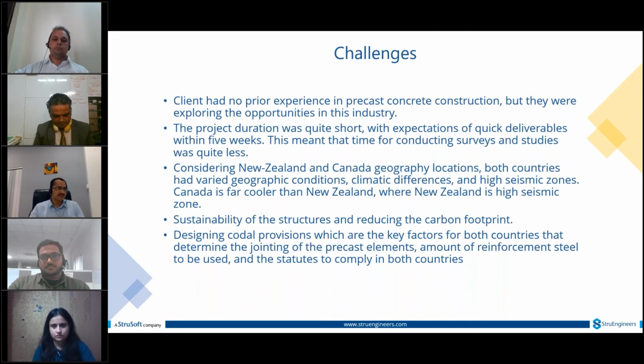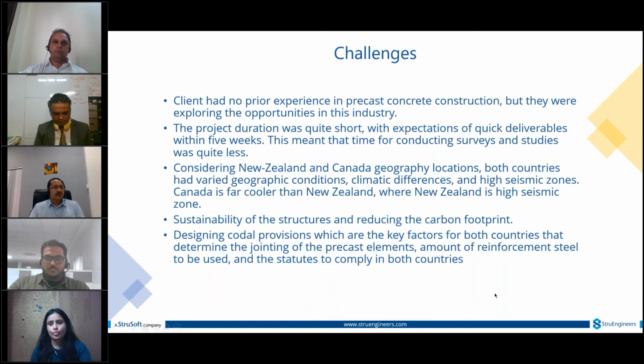Then again, another challenge was to do it in a very short time. So we teamed up together with the architecture and structure teams and provided the solution. And again, during the project, as Khushbu mentioned, we found the carbon footprint advantage. There was a lot of energy saving, and a lot of carbon emission has been saved. So that was again a very big achievement during this project.